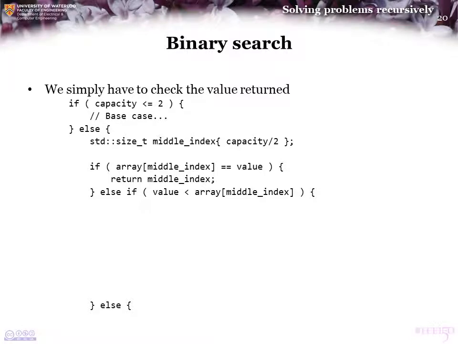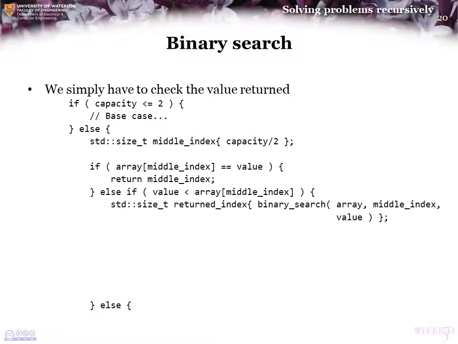All right, so if the value we're searching for is less than the entry in the middle of the array, we will begin by calling binary search recursively, where the implied capacity of the array is now middle index. So this will search the array from indices 0 to the current value of middle index minus 1. That is, it will search the first half of the array.